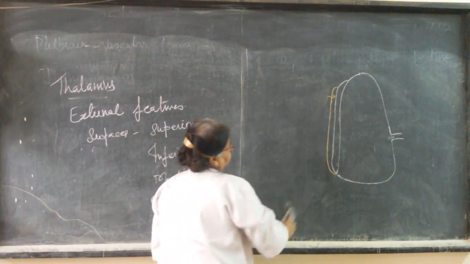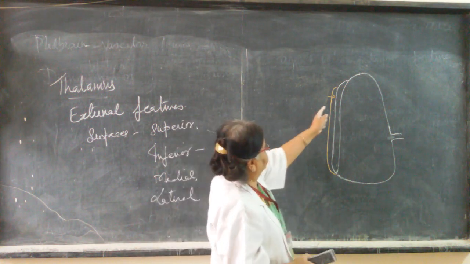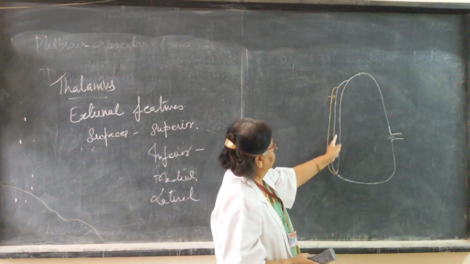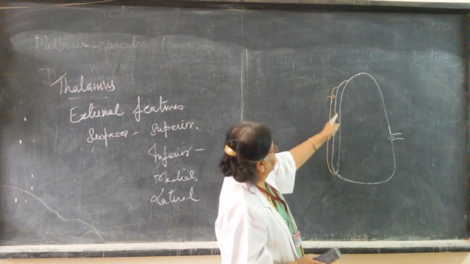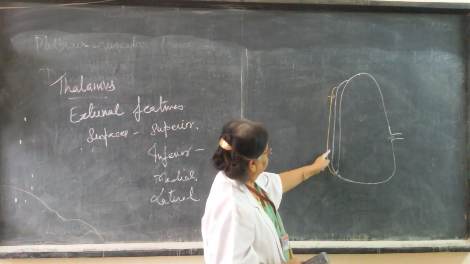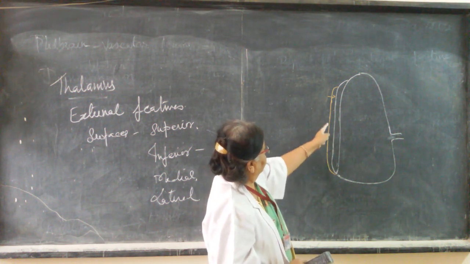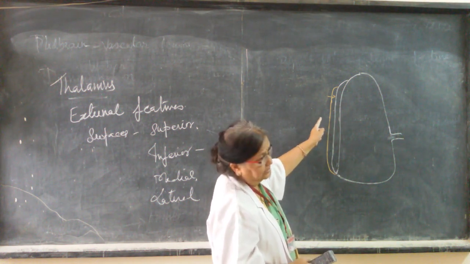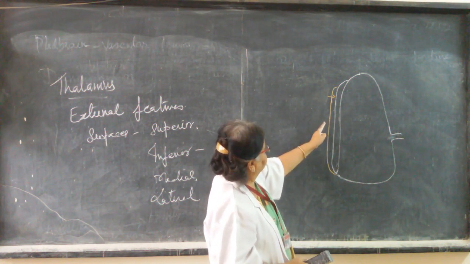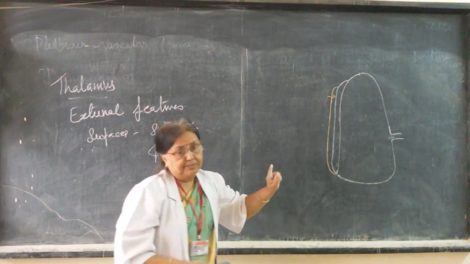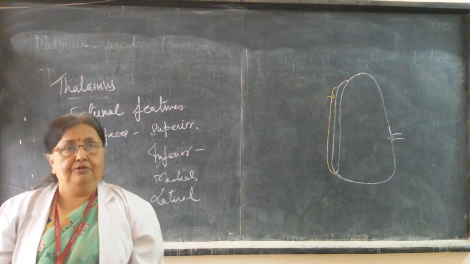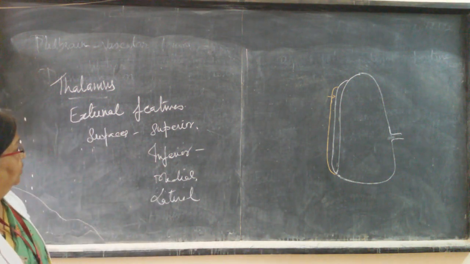Therefore, the lateral surface is covered by a layer of white matter. This is known as external medullary lamina. More laterally, we get a band of reticular nuclei, and this is related to the posterior limb of internal capsule, and the posterior limb of internal capsule separates the thalamus from the lentiform nucleus.